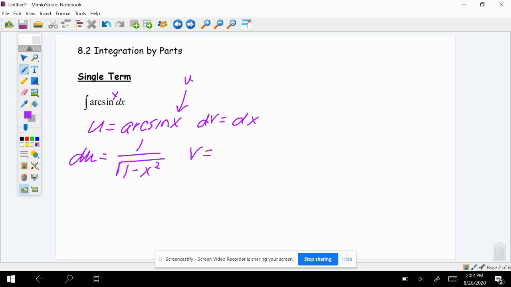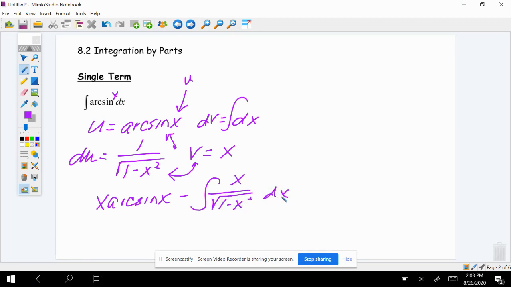v is the integral of dx, which again is like you're integrating 1, which is just x. So we've got these two multiplied together. So x arcsine of x minus these two multiplied together, which is x over the square root of 1 minus x squared.